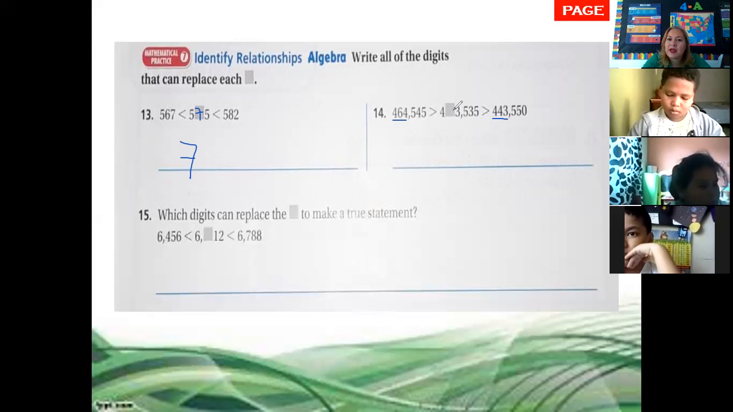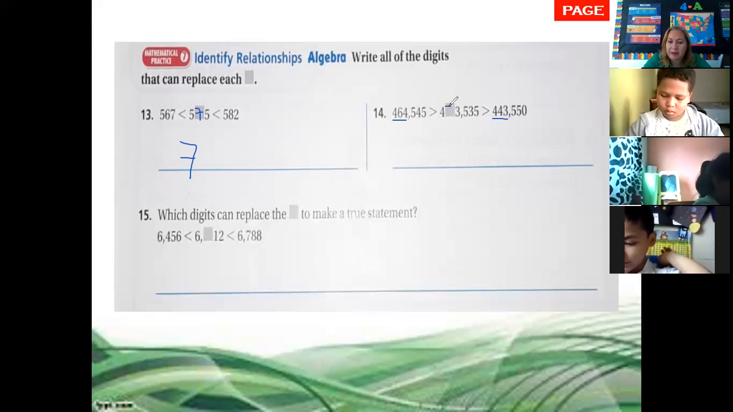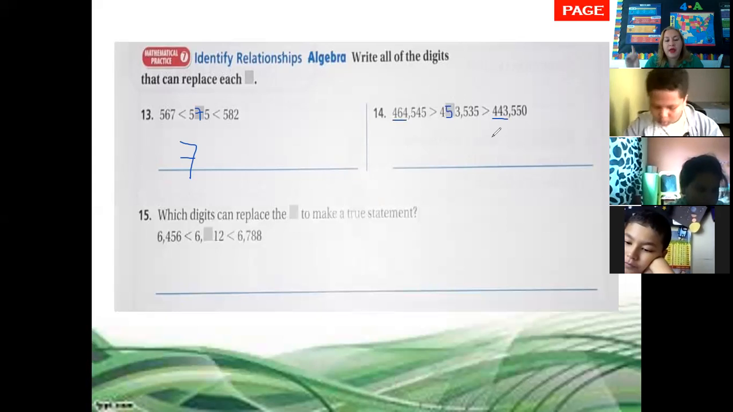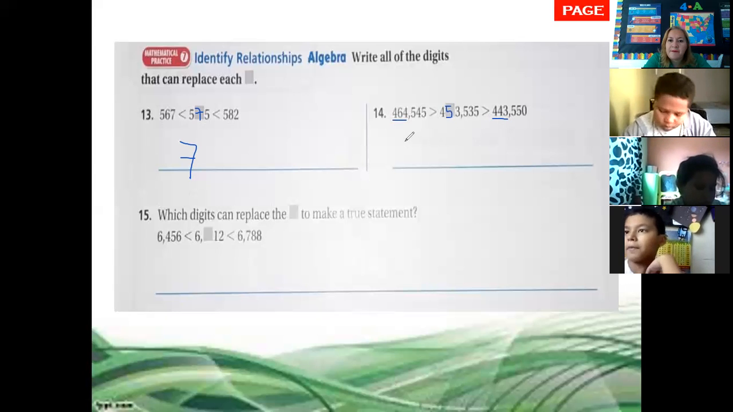I need a number here that is less than 464. Five. Yes. Four. But okay, it could be a 5. Listen to the relationship. 464 is greater than 453. That's correct so far. Now, 453 is greater than 443. That's correct. So 5 is one of the possible numbers.